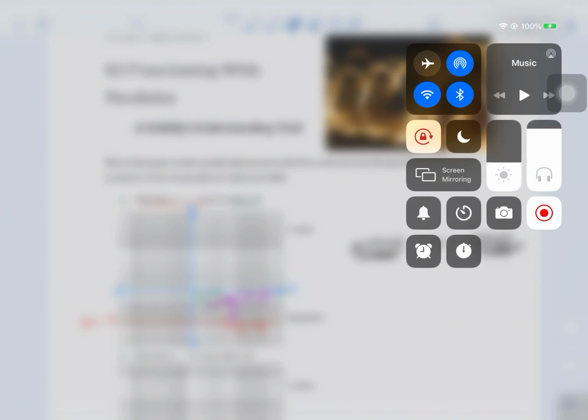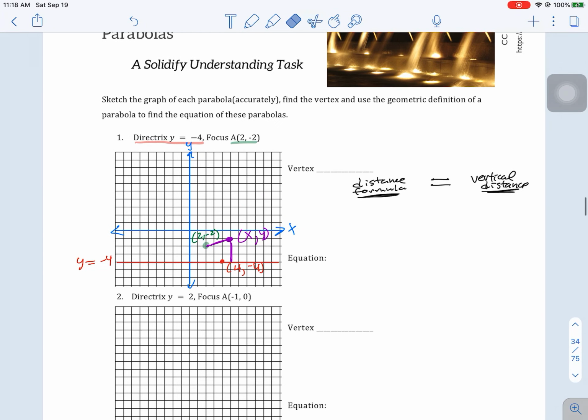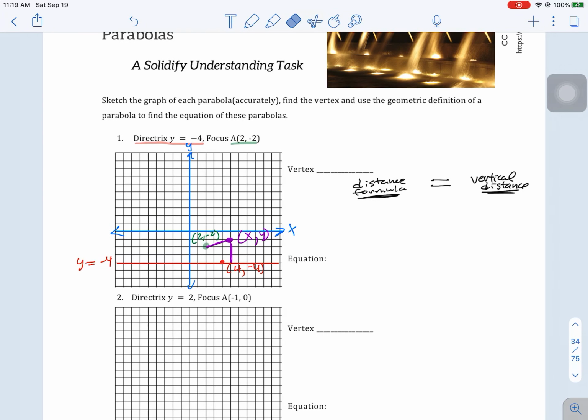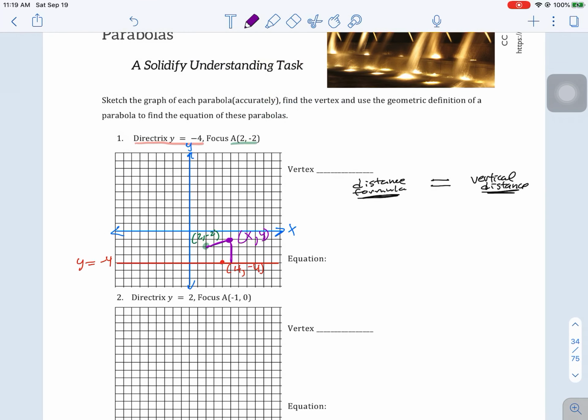Welcome. We're going to look at some examples on 8.5 using a distance formula and equation to write the quadratic equation. So here's the first one that you see here, and the directrix is y equals -4. The focus is at 2, -2. It's this green one.